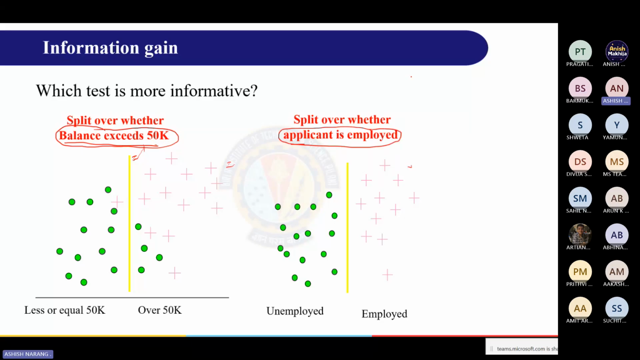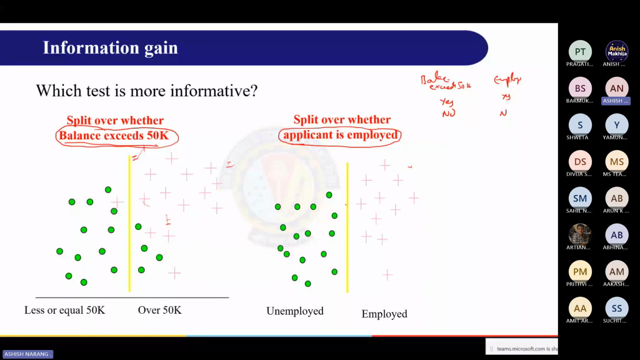So the balance exceeds 50K. This is one attribute, right? It has values yes, no in the data set. This is another attribute, employed. It also has values yes and no. And there are these many records, right? Whatever points you can see. One resulted in this kind of a boundary, and you can see the class distribution. And one resulted in this kind of a boundary. You can see the class distribution.